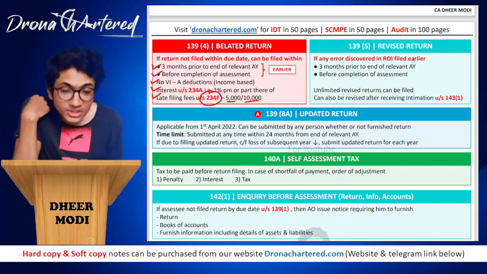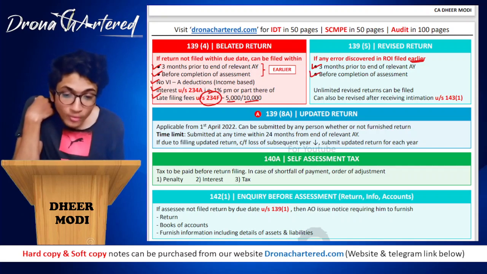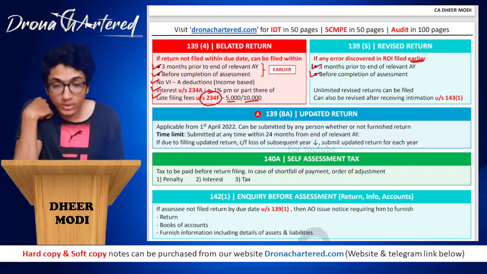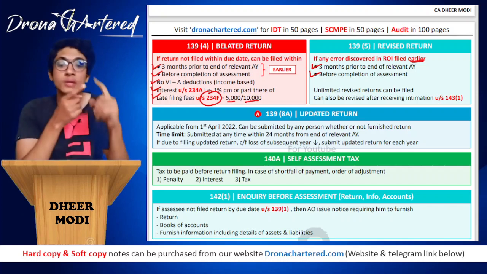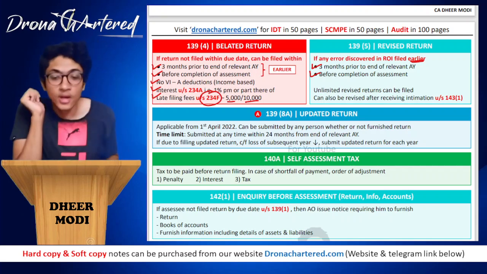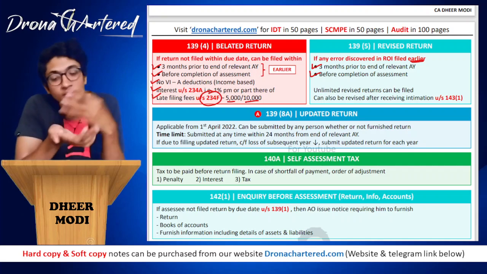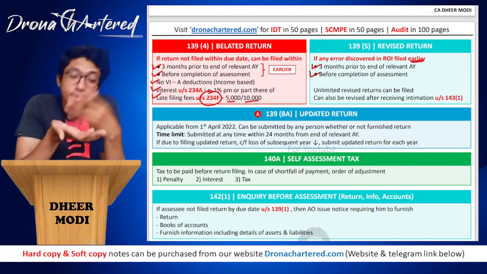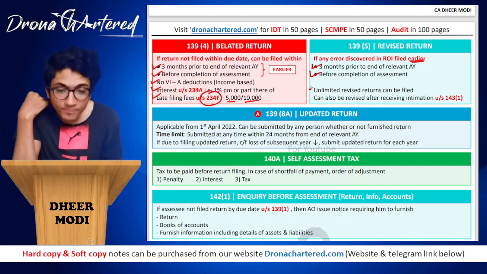You can change it earlier of 3 months prior to end of relevant assessment year or before completion of assessment. Okay, so it is the same. The time limit for both of these is the same. That is your belated return and your revised return. Therefore, I've kept them side by side. Unlimited revised returns can be filed. If I made a mistake once, I can file again. If I made a mistake in that one, I can file again. You have unlimited returns. There is no limit.